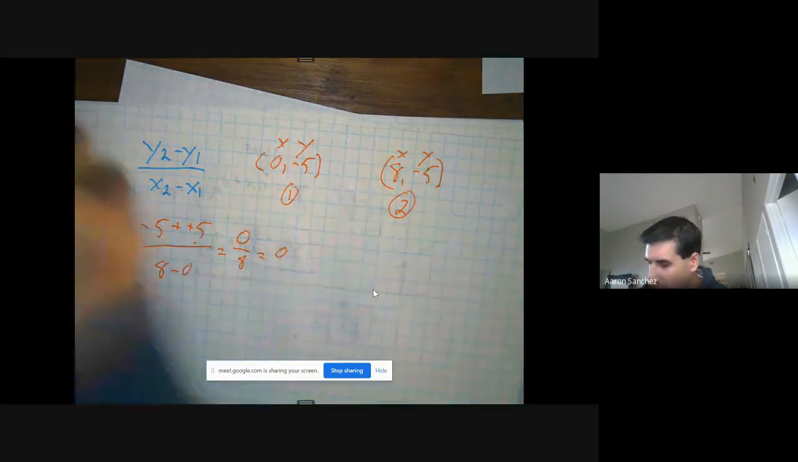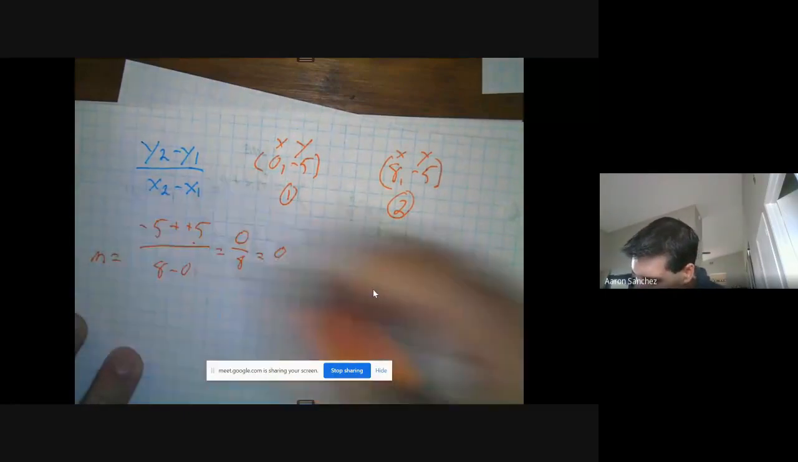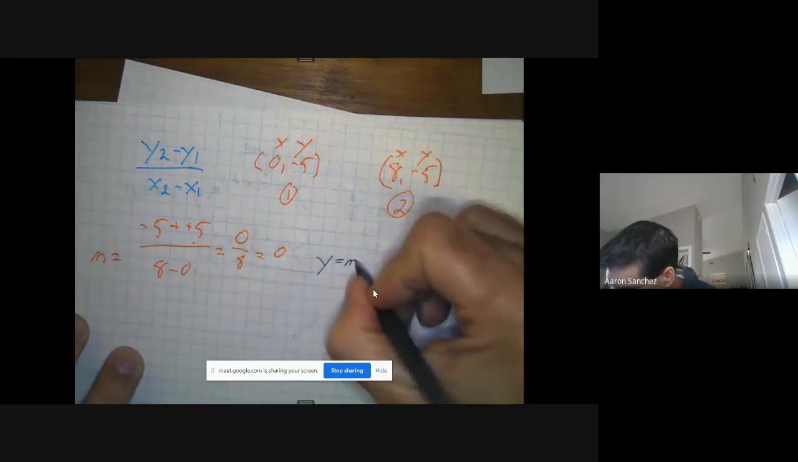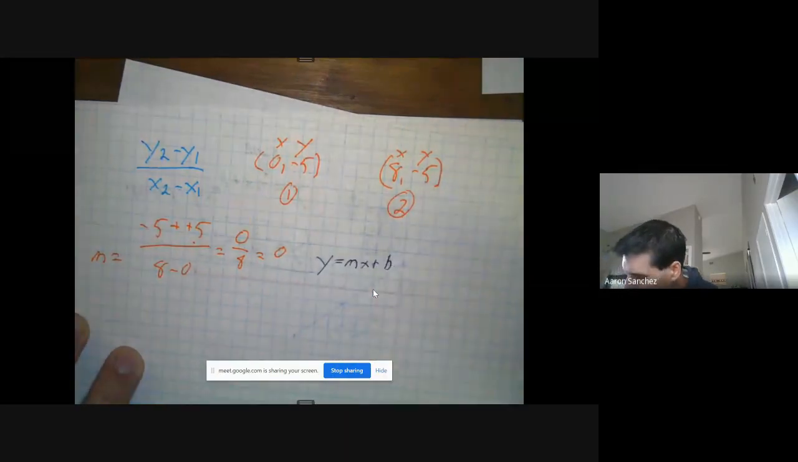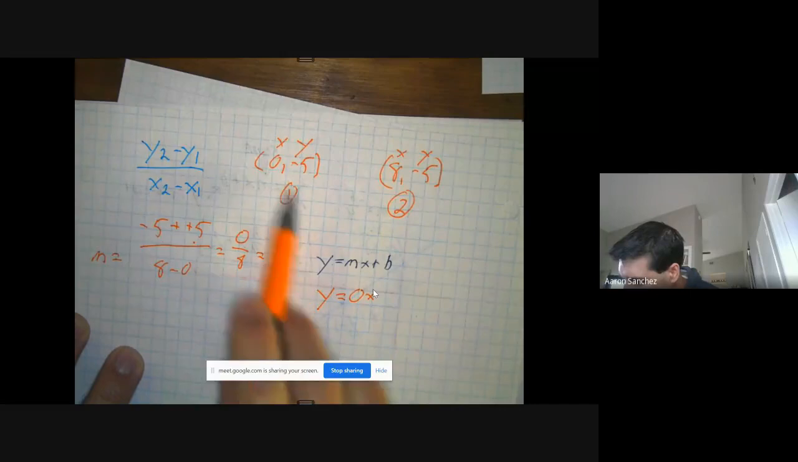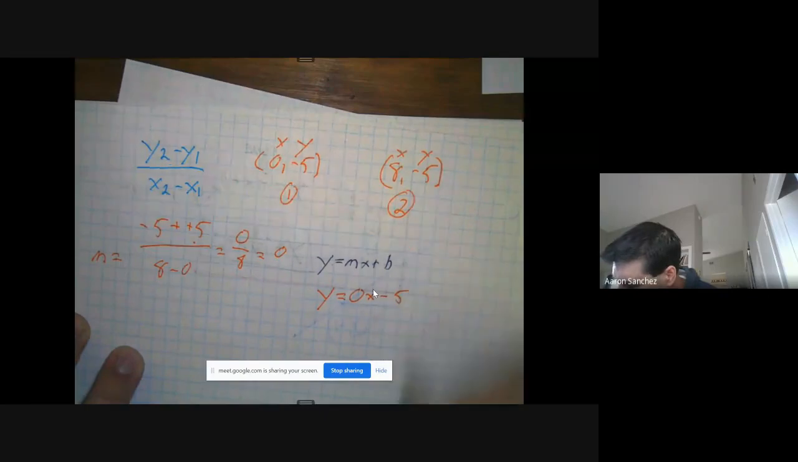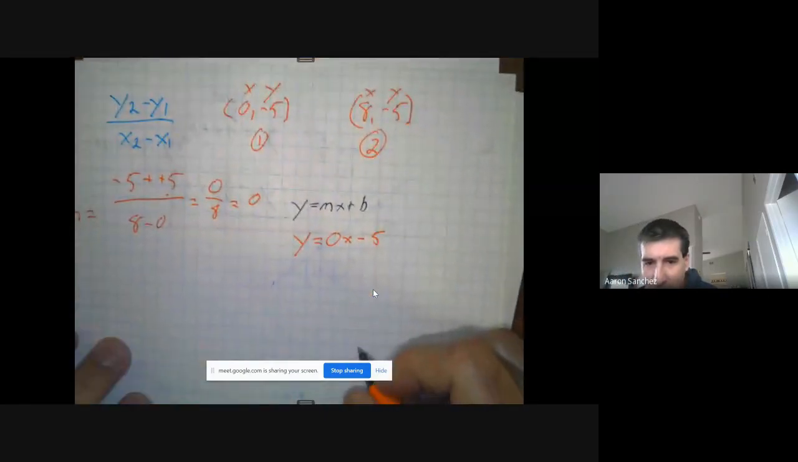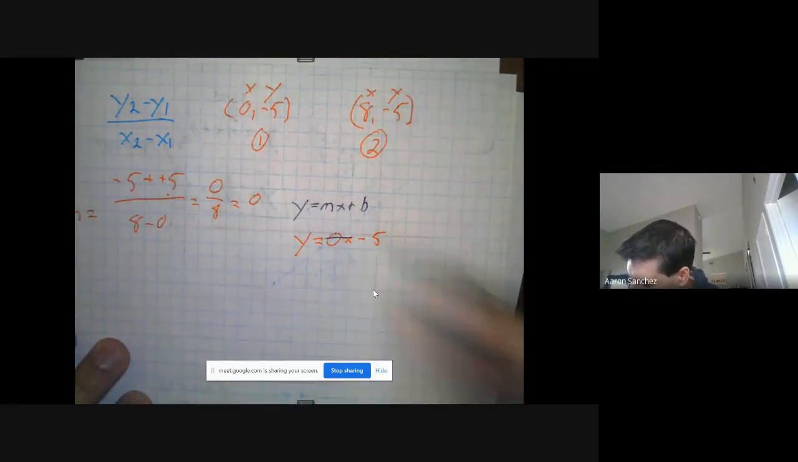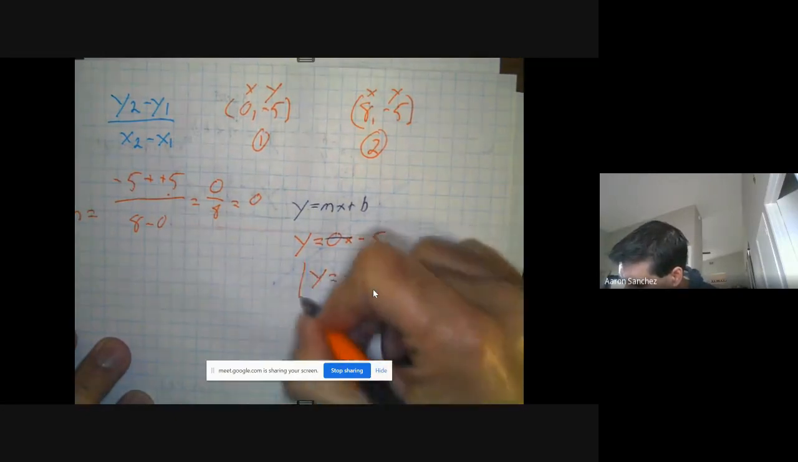And this is my slope. So for y equals mx plus b, my slope is 0, so y equals 0x, and since I have a 0 here, my b is -5. Whenever my x is 0, that's my b. So y equals 0x minus 5. And 0 times x is nothing, so I don't need that here. I'm just going to cross that out because 0 is 0. So it's just y equals -5. And that's your equation.